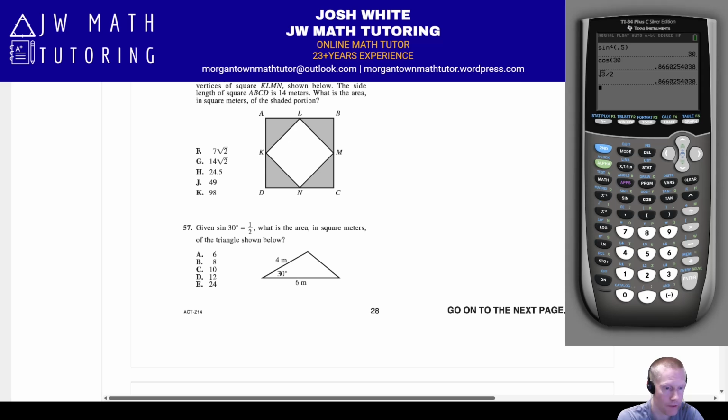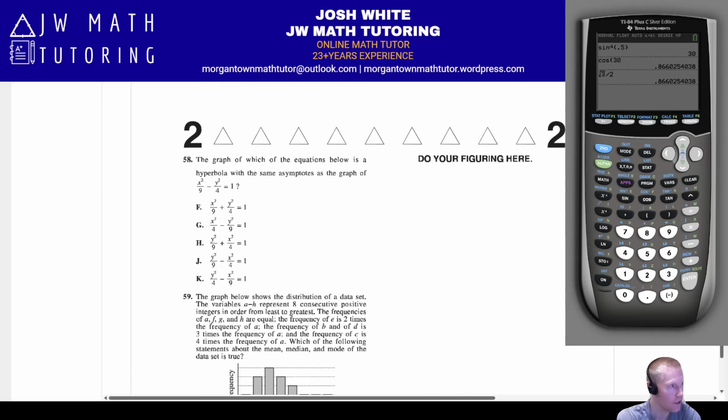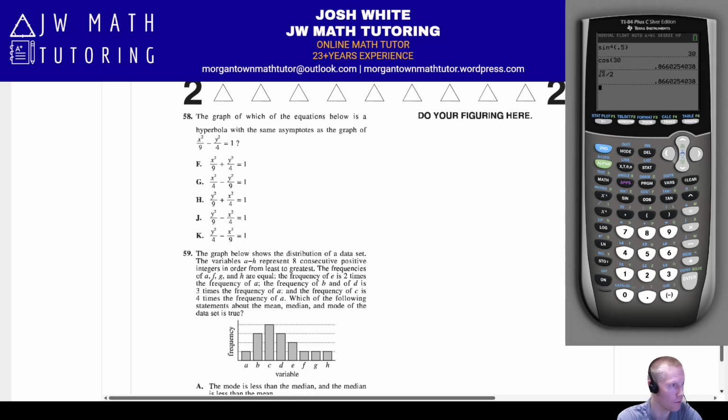All right, next up, let's take a look at 58. I wanted to mention this one just to talk a little bit about ellipses and hyperbolas, since they seem to be coming up a little bit more. So basically, a couple things. First, in order to have the same asymptotes, you must have the same number under the x squared and y squared term. So you need an answer that has a 9 under an x squared and a 4 under the y squared. That's the first thing you have to look at right off the bat.